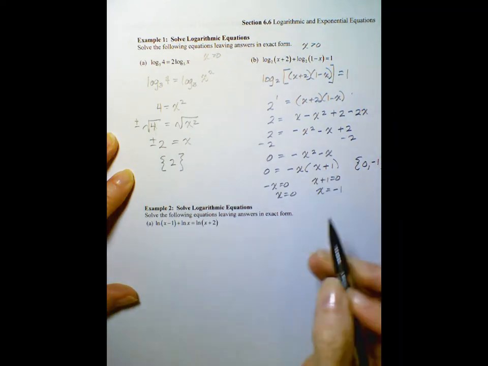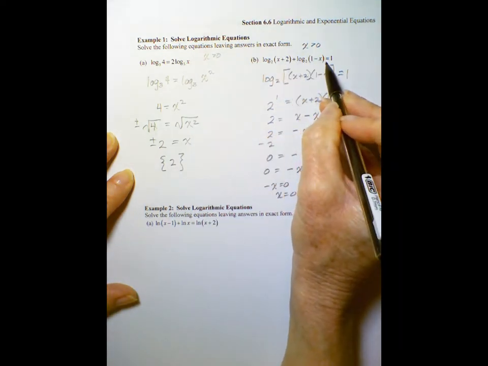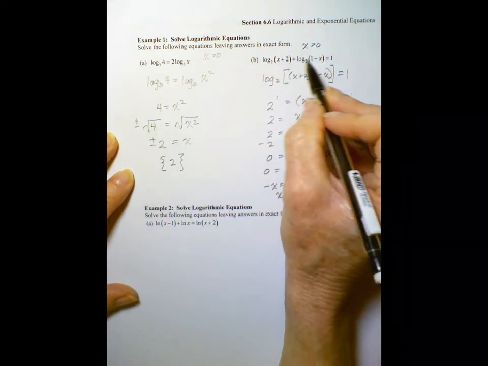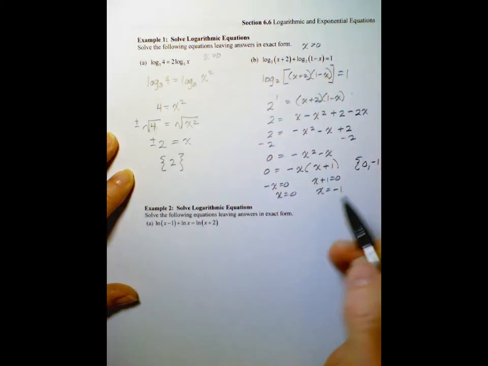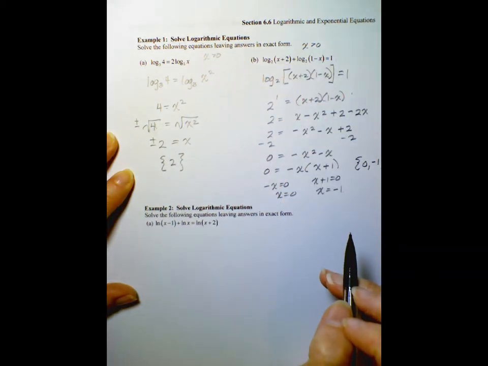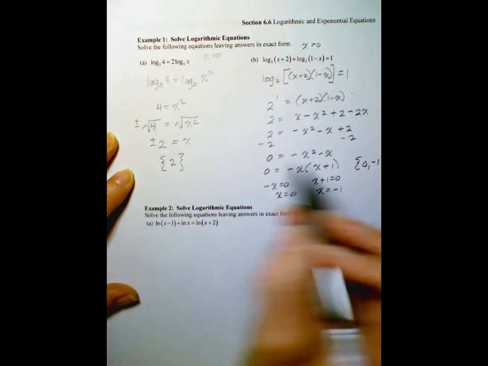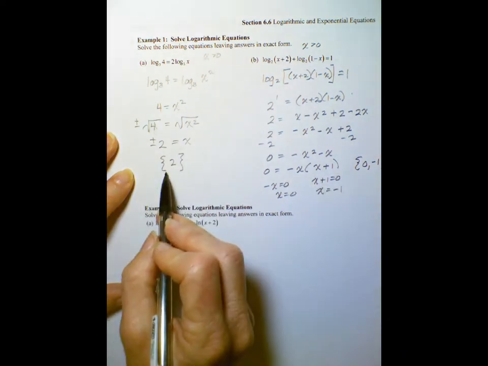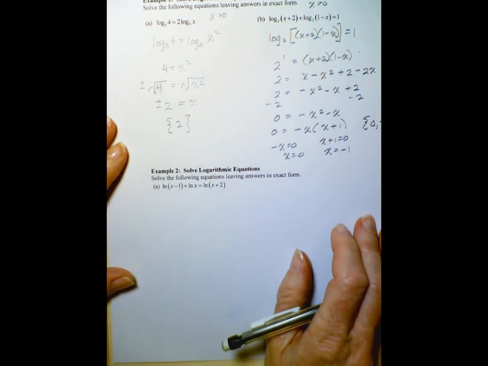So you have to go back. You either establish your domain at first and determine what the domain of this function is, or at the end you go back and plug them in and make sure that your argument is greater than 0. Either way, but you have to check the domain. As you saw here, we did have to exclude one of the answers.